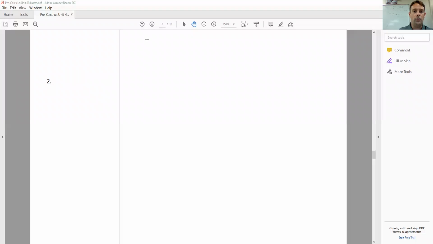I gotta erase that one again real quickly. Let's see how you guys did on this. What did I have up there? I had y equals cotangent of 1/2 x plus pi, minus 1. That was one I gave you.